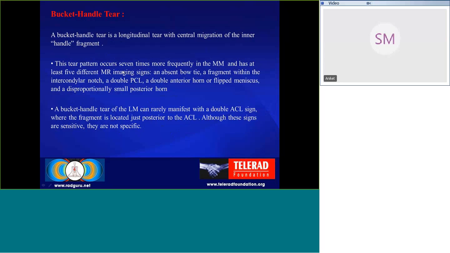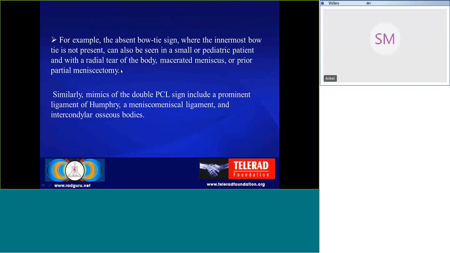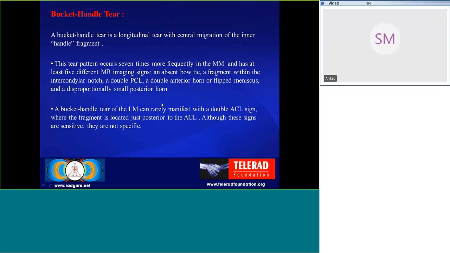Okay, come to bucket handle tear. So bucket handle tear is a longitudinal tear with the central migration of the inner handle of the fragment. So this is the meniscus where the tear has happened, and you can see a fragment of the meniscus which is torn is displaced medially. So this bucket handle tear pattern occurs frequently in the medial meniscus and has got other indirect signs.